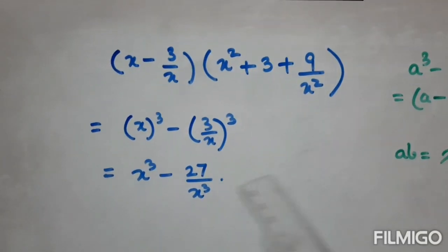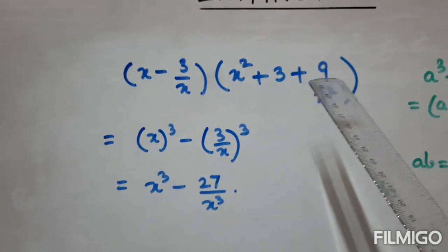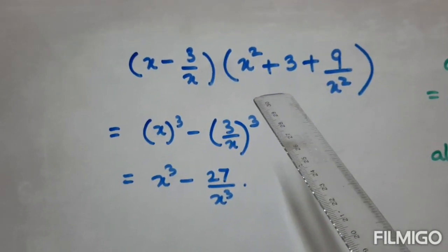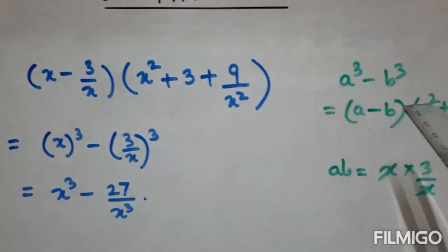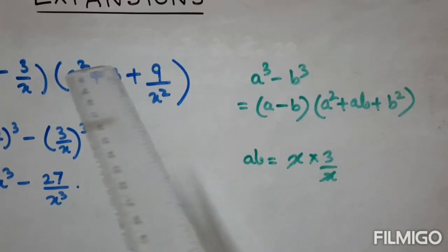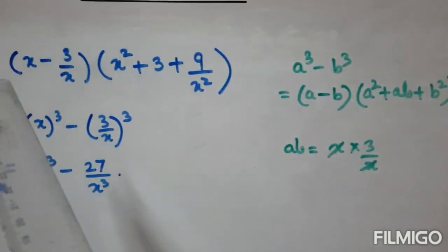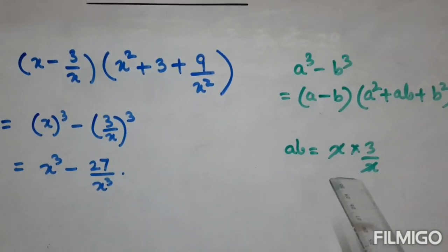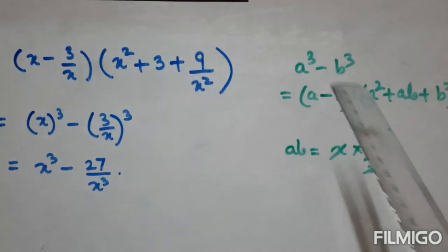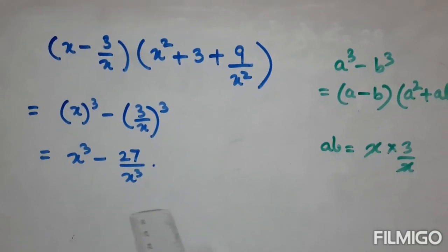In this sum we have (x minus 3 by x) square plus 3 plus 9 by x square. So it is similar to a cube minus b cube. A cube minus b cube is (a minus b) into (a square plus ab plus b square). Here we get a square and b square. Only ab we are going to check. Here a is x and b is 3 by x. So x gets cancelled and we get 3. As it is matching, we write a cube minus b cube, that is x cube minus 27 by x cube.